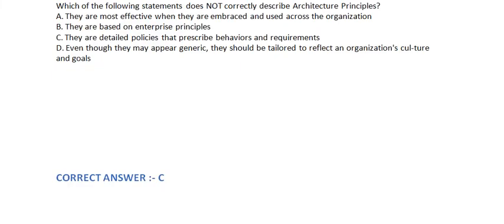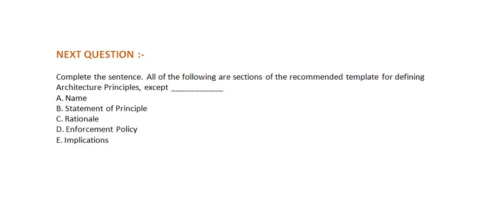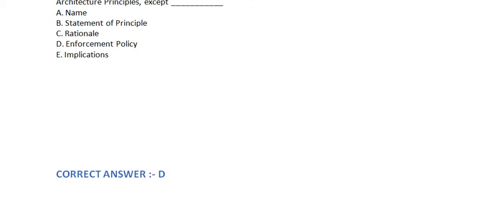The correct answer is option C. Next question is, complete the sentence. All of the following are sections of the recommended template for defining architecture principles except. Option A, name. Option B, the statement of principles. Option C, rationale. Option D, enforcement policy. And option E, implications. The correct answer is option D.